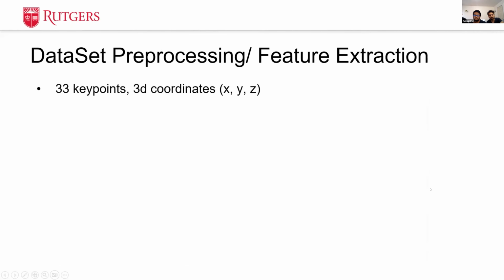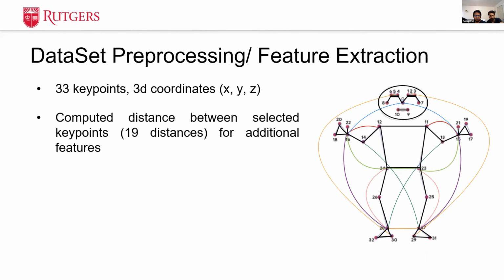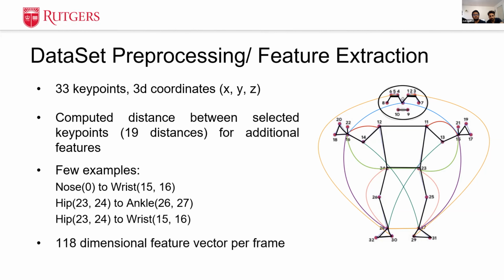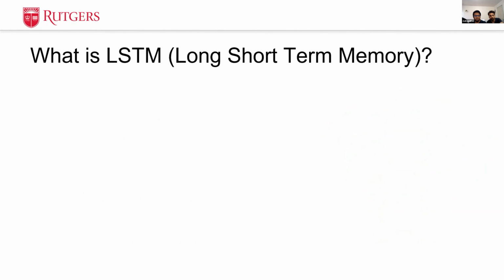So after these simulations are generated, we pass them frame by frame to our MediaPipe framework to get 33 key points, which are displayed in this diagram. And these are basically three-dimensional coordinates, X, Y, and Z. Additional to that, we also calculate 19 distances between certain selected key points, like nose to wrist, hip to ankle, and hip to wrist. So these distances, along with those 33 key points, make up a total of 118 dimensional feature vector for each frame that we pass on to the model.